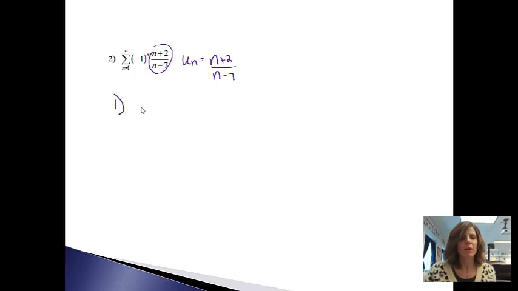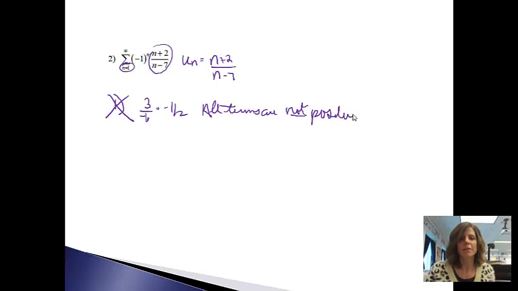If I plugged in, I'm just going to start finding some of the terms of the sequence. The first term, since I'm starting at n equals 1, would be 3 over negative 6, which is negative 1/2. I already got a negative number, and all of the terms of the sequence have to be positive. So all of a sudden, check 1 did not work. I would say all terms are not positive, and I could be done. I am just going to go through the other two checks just to give us practice going through the checks.